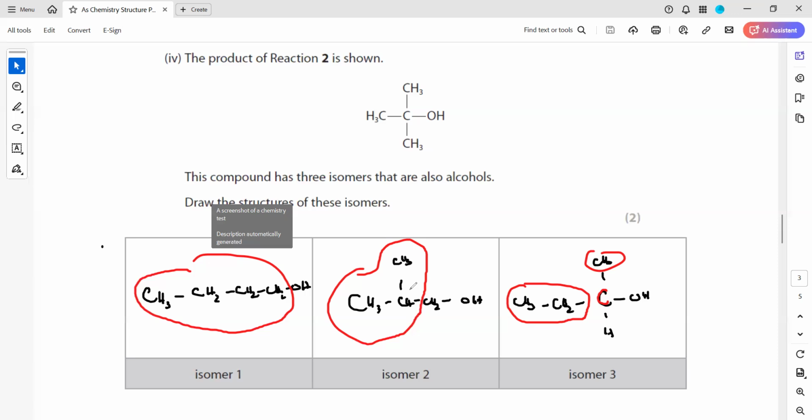Even I can change the position of OH as well. I can just change the position of OH. That will also be fine. Yes, there are more isomers. We can change the position of OH as well. Like here I drew butan-1-ol. I can draw butan-2-ol as well.